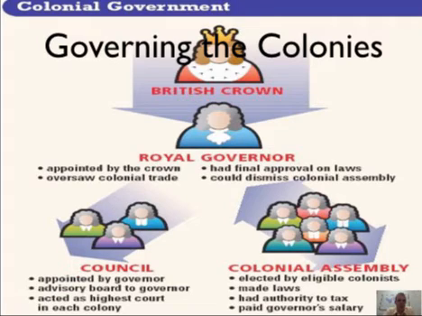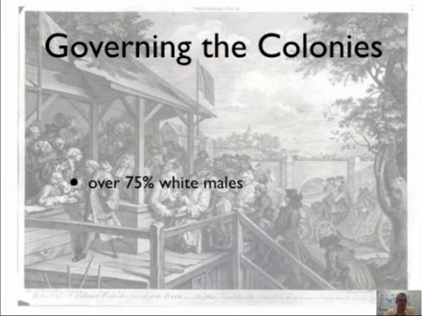Let's move on to the governor's council. These are selected by England and the governor. And really, they're not popular from the beginning, and they are declining in power by the 1700s. They're really full of yes men by the 1700s, people that the governor is putting in place that will agree with him. Let's talk about the colonial assemblies.